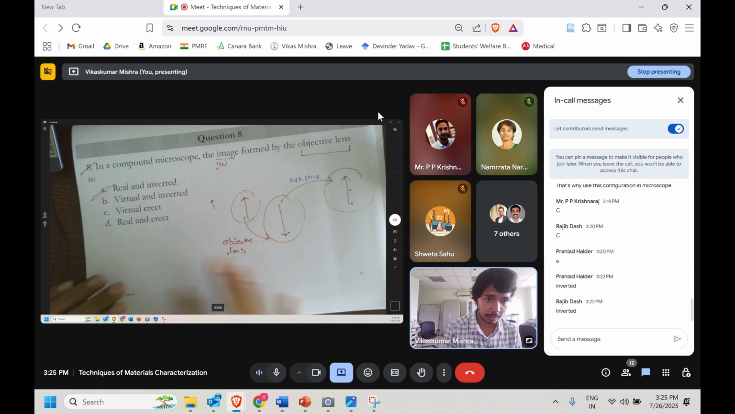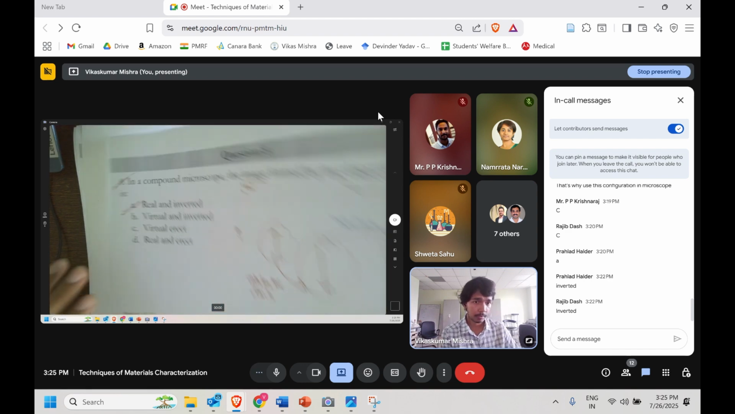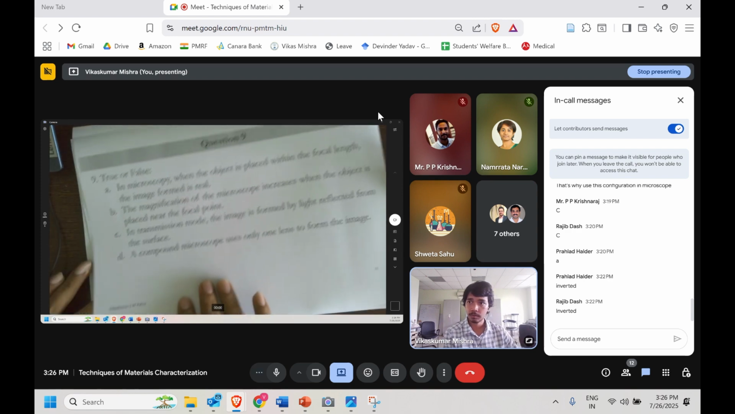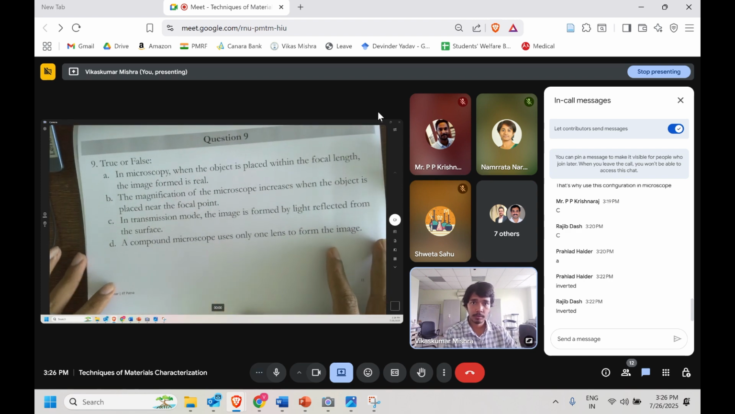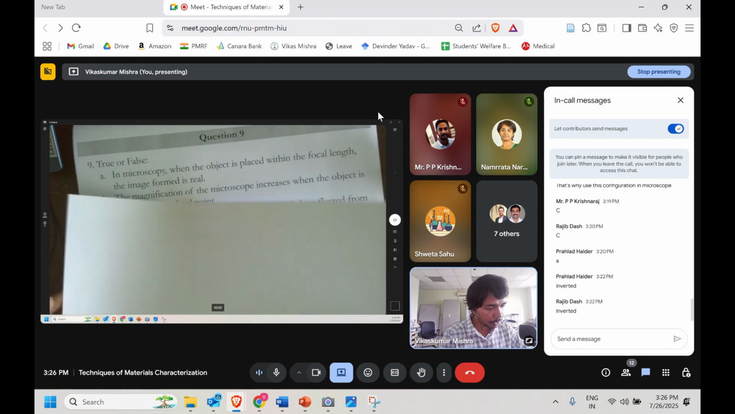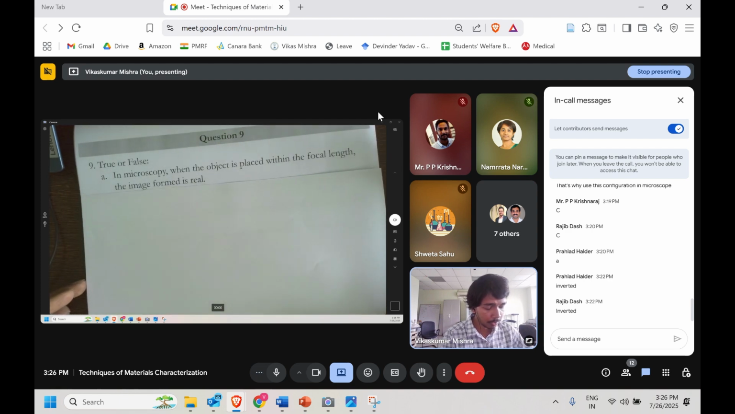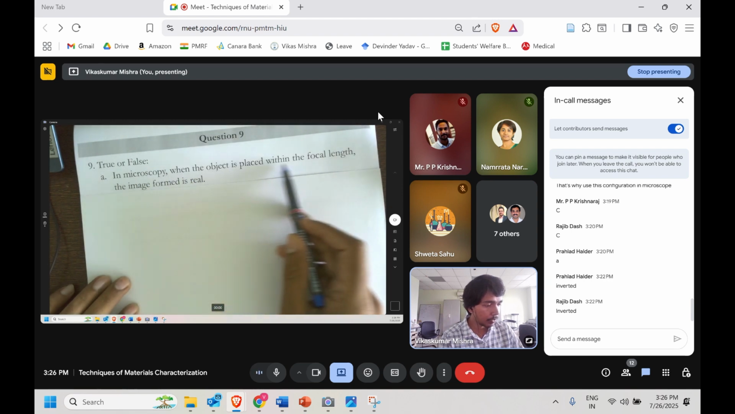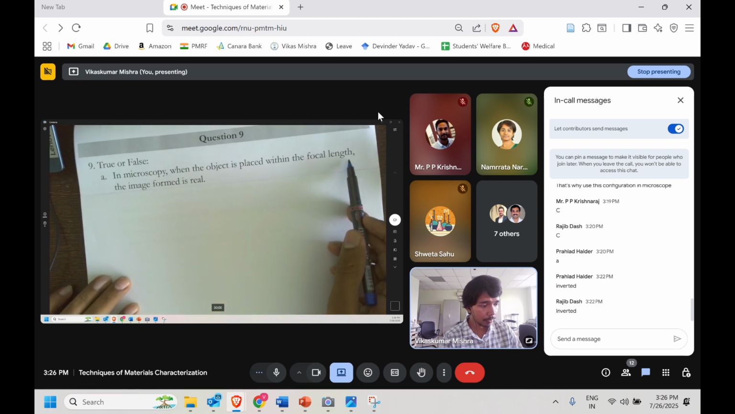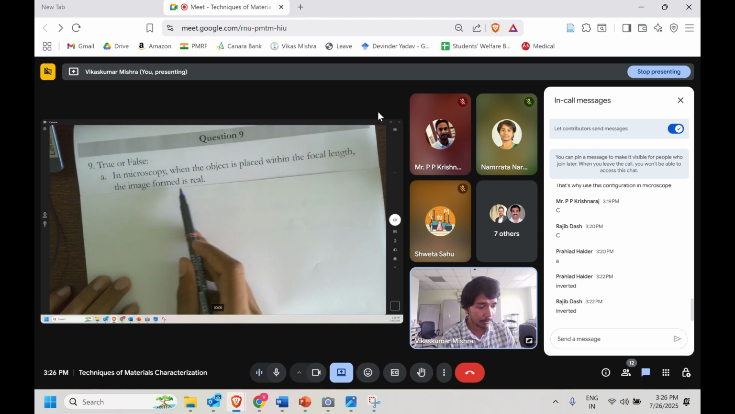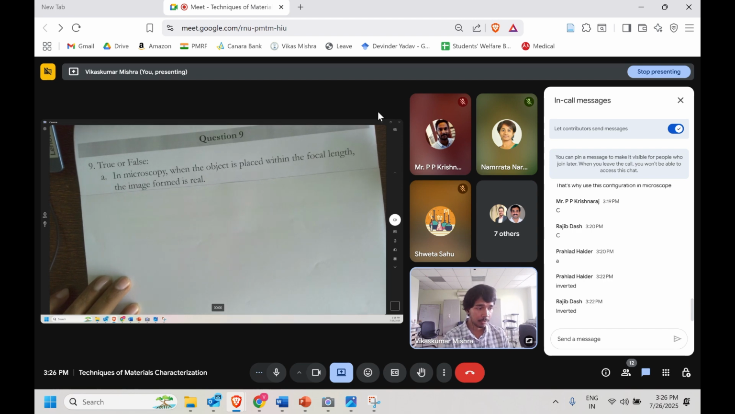Let's move to question number 9. Here is question number 9. Okay, again it's true and false. So let's hide and do it one by one. The first one: in microscopy, when the object is placed within the focal length, again we are talking about the last question, the image formed is real, is it?